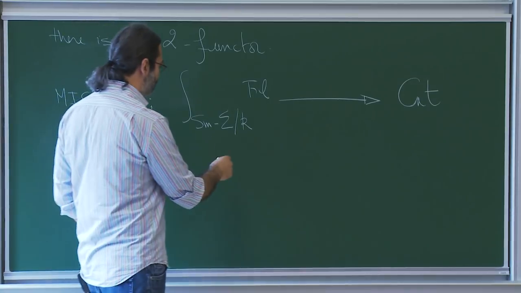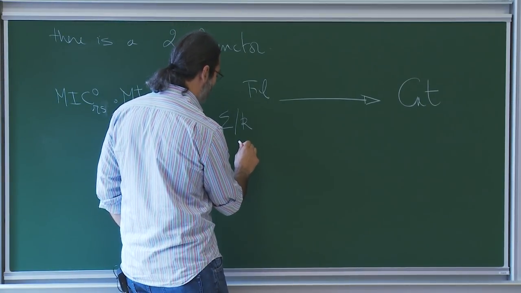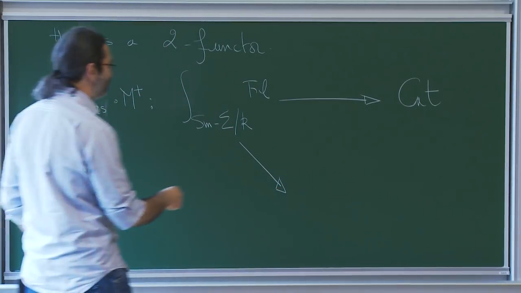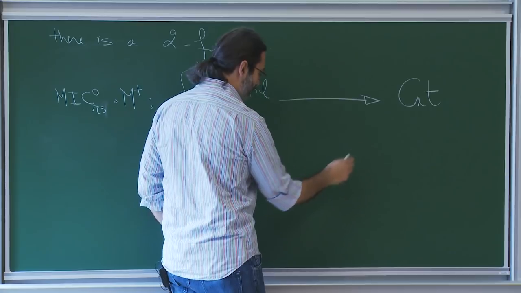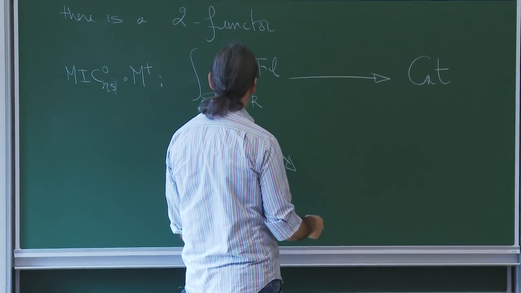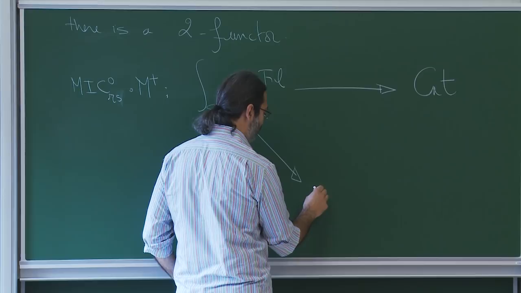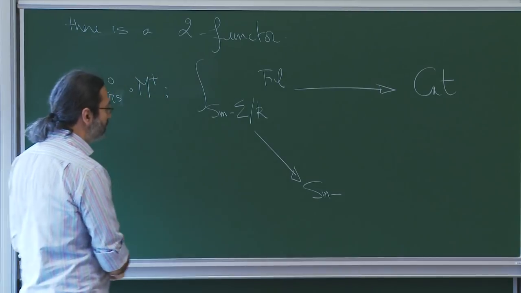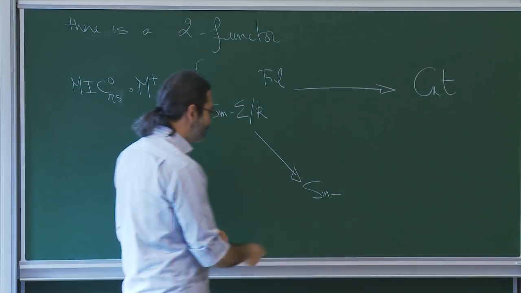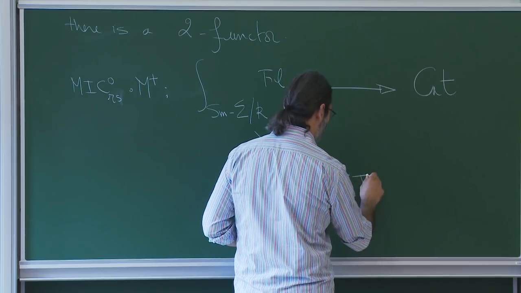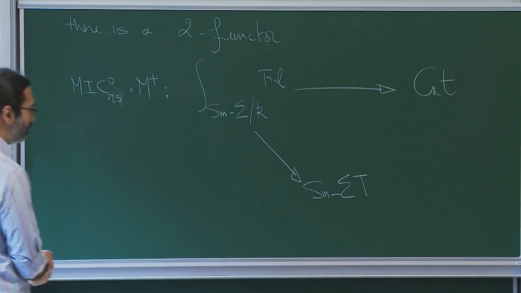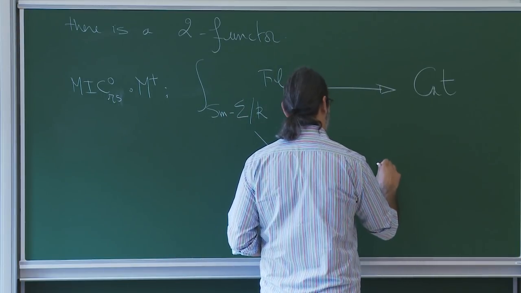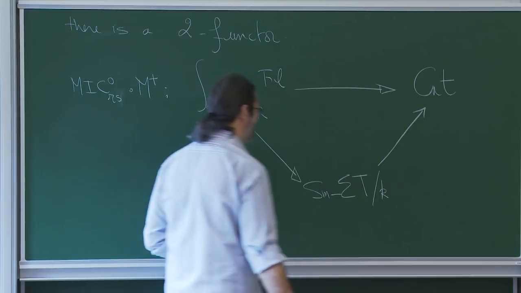And in fact, it factors like this. By construction, it is a composition of a functor with a 2-functor. The functor goes to the category whose objects are again essentially smooth and regularly stratified schemes, but the morphisms are slightly different. Here we take tangential morphisms, all over K. Okay, so this is this composition.